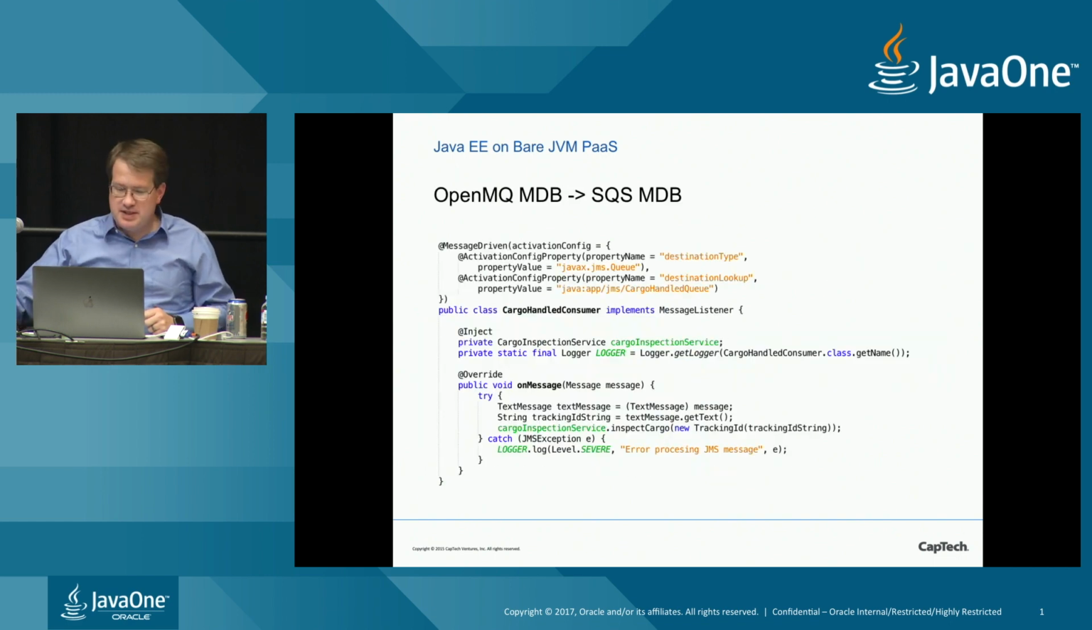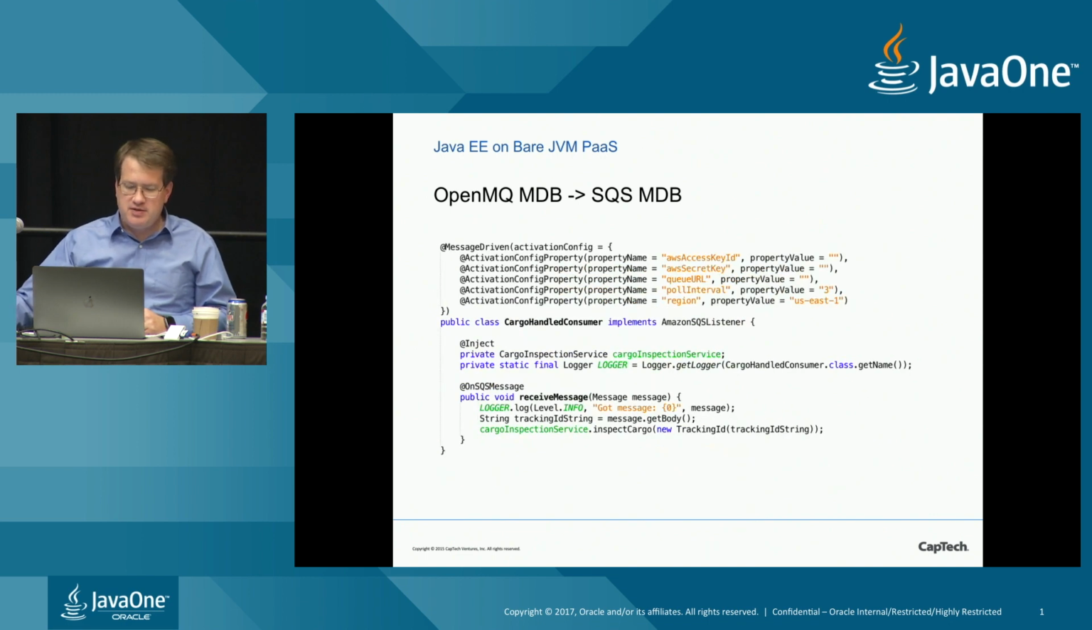So starting off, this was the initial OpenMQ MDB code. This is the starting code where we have our message-driven bean, our destination, the lookups, everything for OpenMQ. When I change it over to use the RAR, I have to change the message-driven bean a little bit to make it work with the Payara SQS adapter. Some of the changes: I had to change it to an Amazon SQS listener.